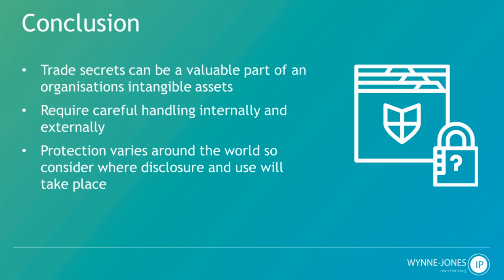And the final point, which we haven't gone into in any detail here, is that protection varies around the world. So while we have these general concepts, which are what a trade secret is, and that it is possible to do things about unauthorized disclosure and use, what you will get will vary dramatically around the world. And so where the disclosure takes place and where the use of that information takes place will be very important considerations. How you deal with trade secrets, the information requirements, what you can and cannot expect will vary dramatically.